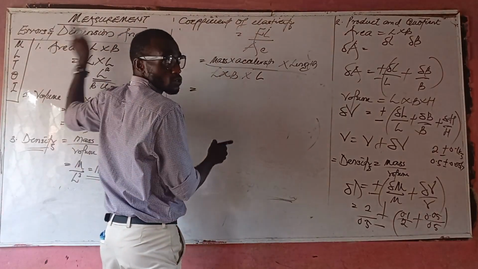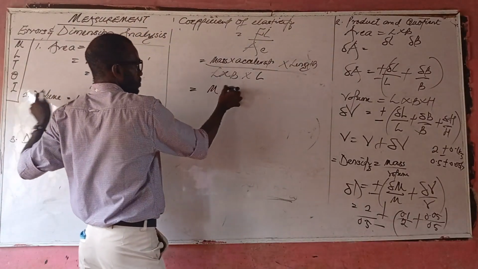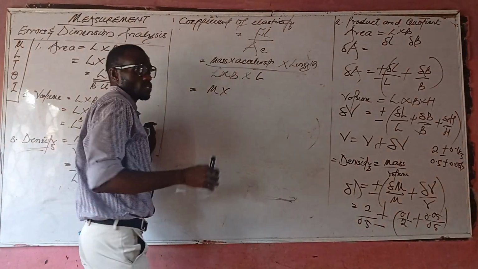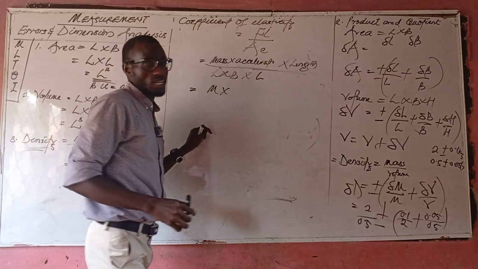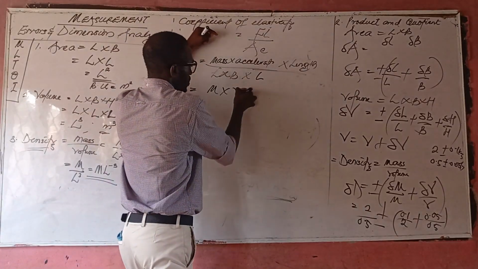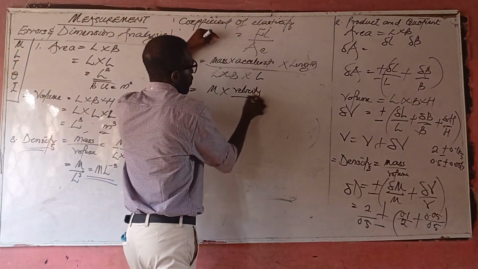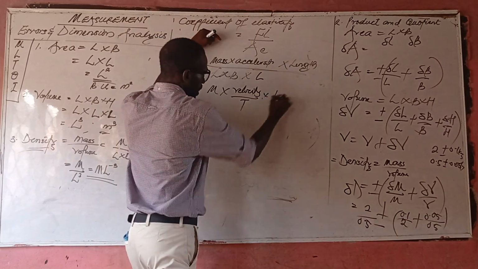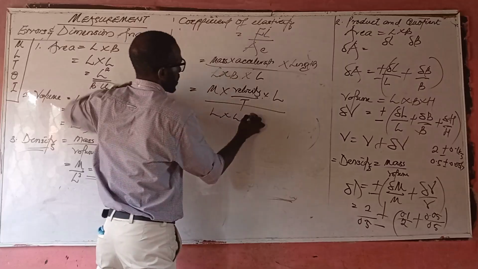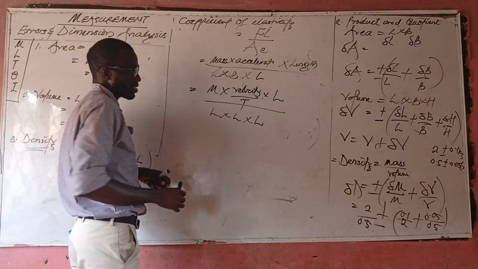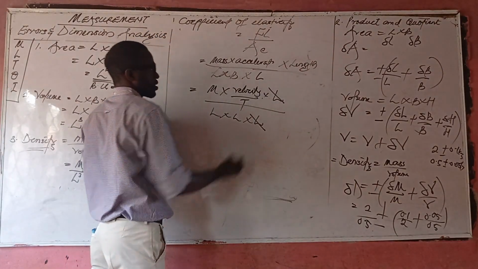L. So mass corresponds to mass. So it will be m times, what is acceleration? Velocity over t times L, all over L times L times L. Is it making sense? L can cut.